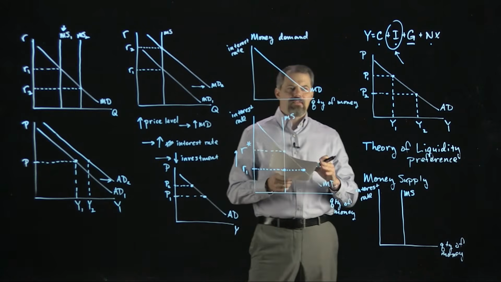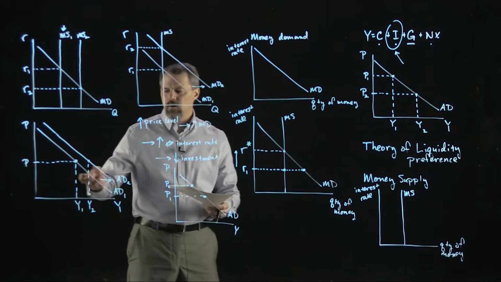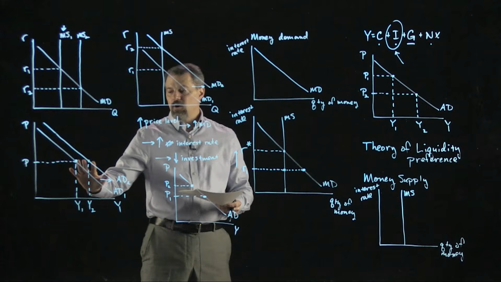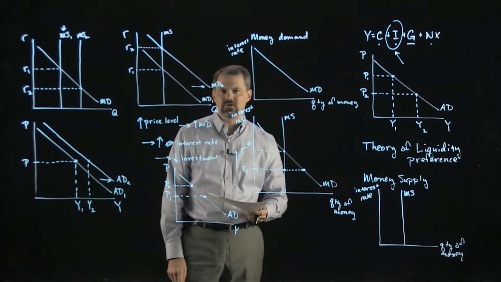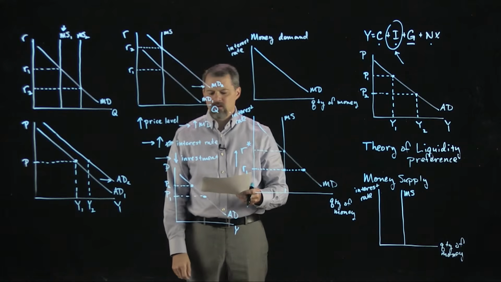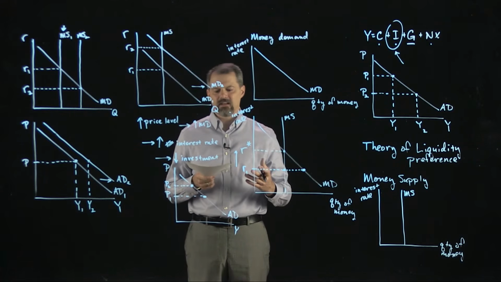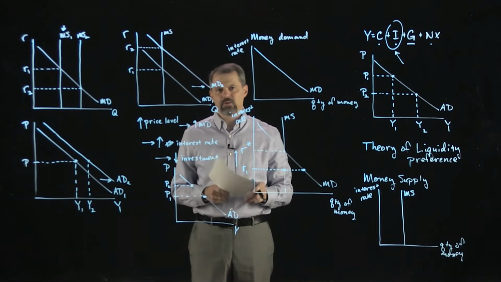So this helps us understand more about why the aggregate demand curve slopes downward, and hopefully more about why the money supply causes aggregate demand to shift to the right. What we want to do now is think about how fiscal policy affects aggregate demand, and it's actually very straightforward. So I'll clear this off and we'll talk about that.